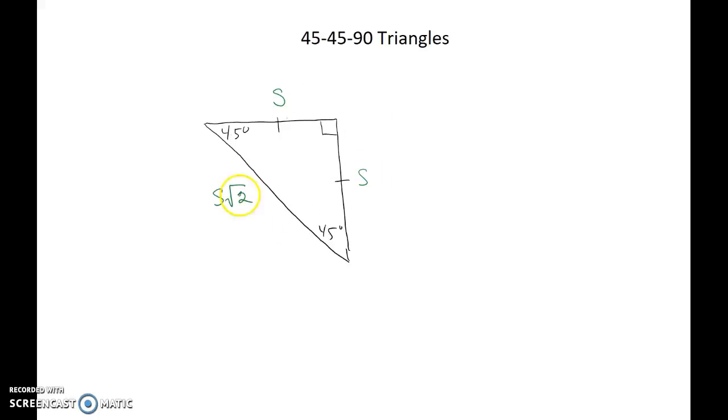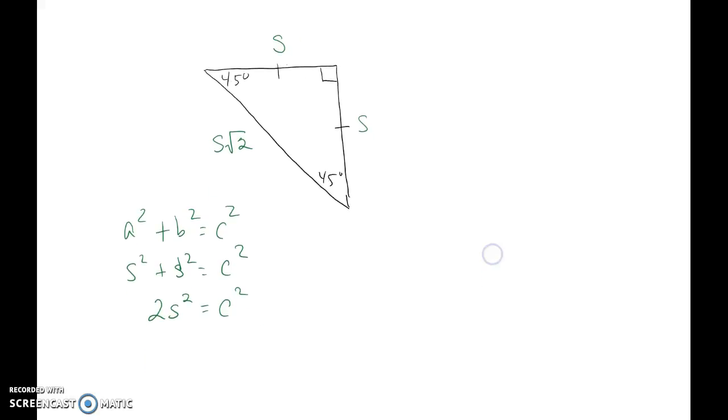Now, if you don't believe me, we could do a squared plus b squared equals c squared. We could plug in the s for the a and the b. When I do s squared plus s squared, that's really 2s squared. I would then take the square root of both sides, so I'd have the square root of 2s squared equals c. That simplifies to the square root of 2 times s, or s times the square root of 2. So you could go through the Pythagorean theorem each and every time, but this relationship is always going to happen.